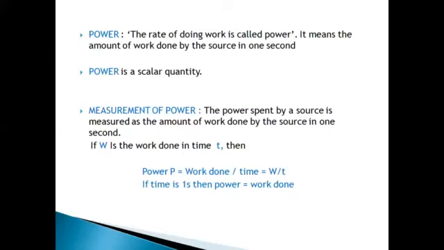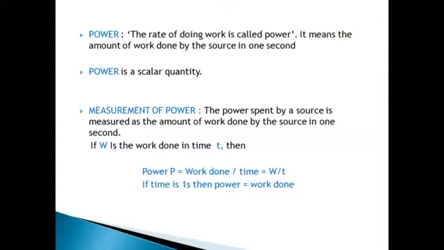As we say, according to the definition, the rate of doing work is called power. It means the amount of work done by the source in 1 second. Okay, so this power is a scalar quantity.